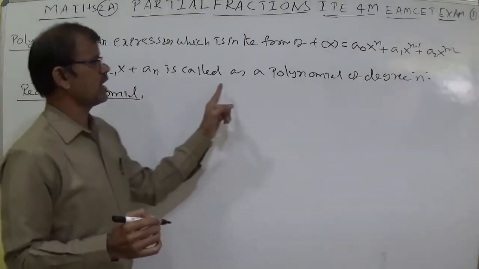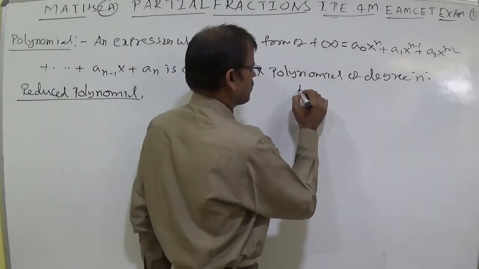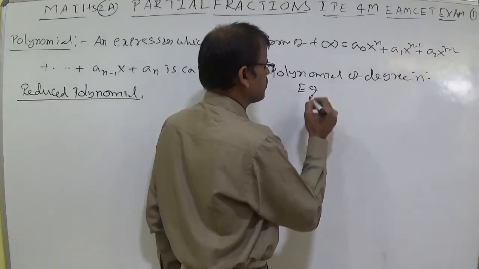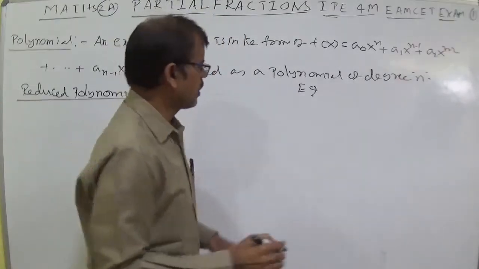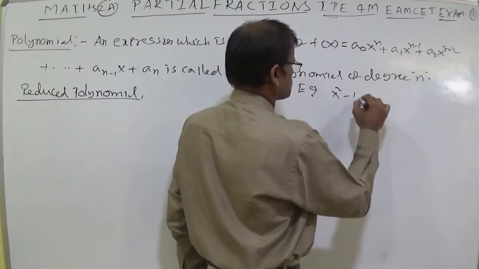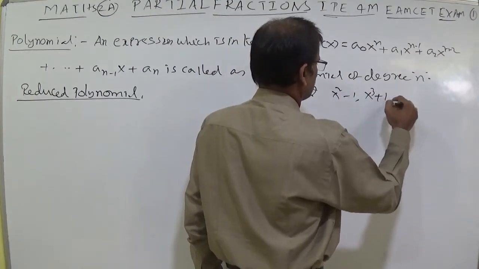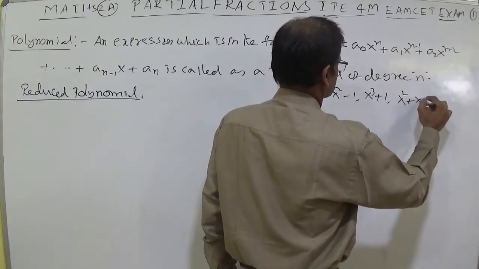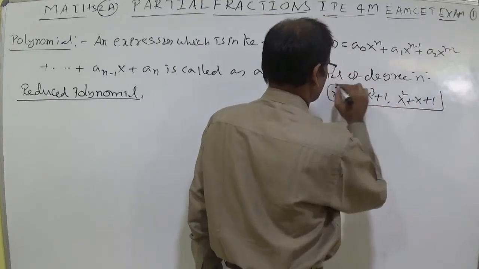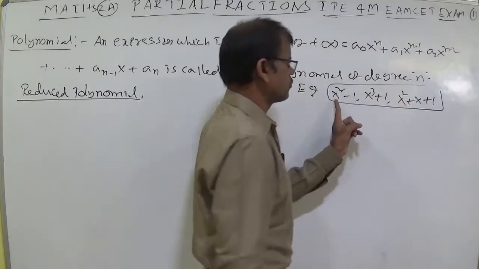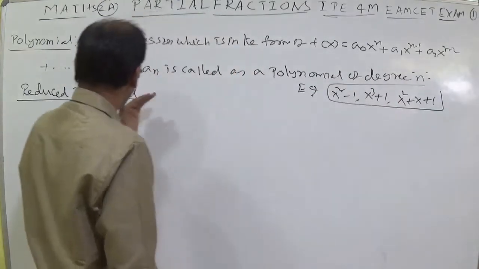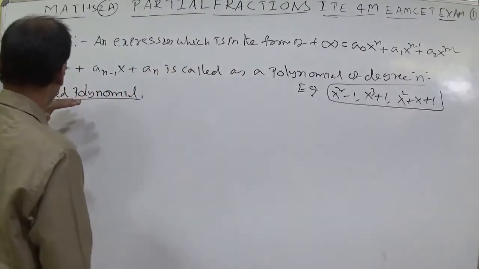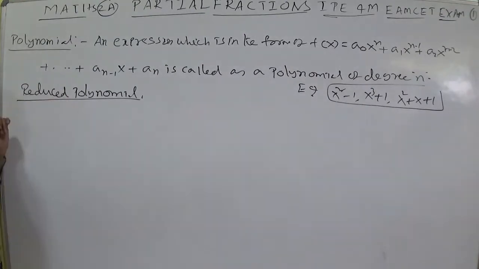If we write an example, so many polynomials we can write, taking any degree. Example: I am writing here x square minus 1, x cube plus 1, and x square plus x plus 1. These are polynomials. This is a polynomial of degree 2, this is a polynomial of degree 3, and this is a polynomial of degree 2. Regarding these polynomials, we shall discuss reduced polynomial.